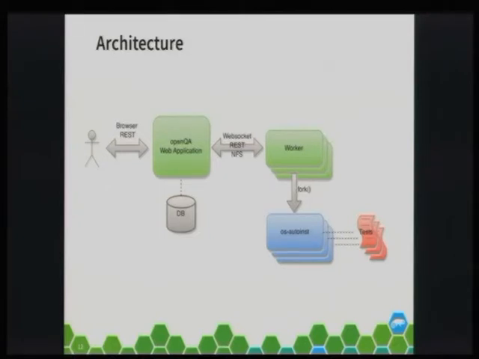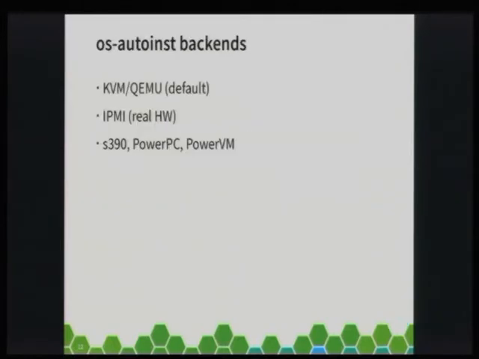Now, OS autoinst has different test backends we can use. By default, we use QEMU. That's also the most feature-rich backend we have, and it basically manages a bunch of virtual machines itself.